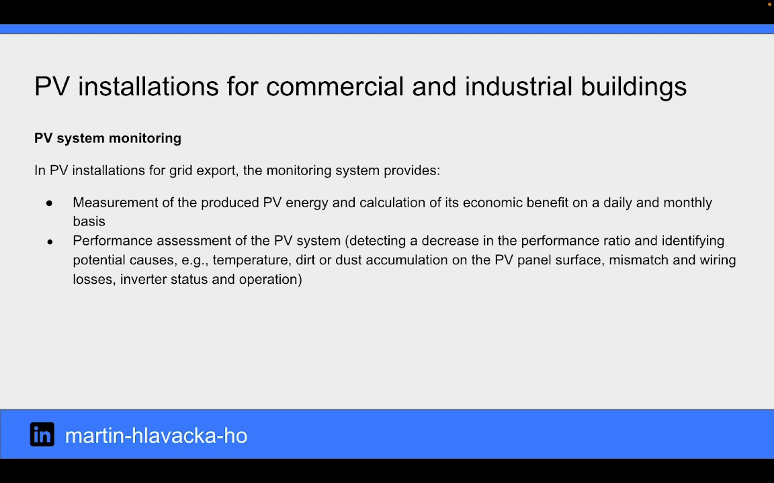In PV installations for grid export, the monitoring system provides measurement of the produced PV energy and calculation of its economic benefit on a daily and monthly basis, and performance assessment of the PV system, or in other words, detecting a decrease in the performance ratio and identifying potential causes, for example, temperature, dirt or dust accumulation on the PV panel surface, mismatch and wiring losses, inverter status and operation, etc.